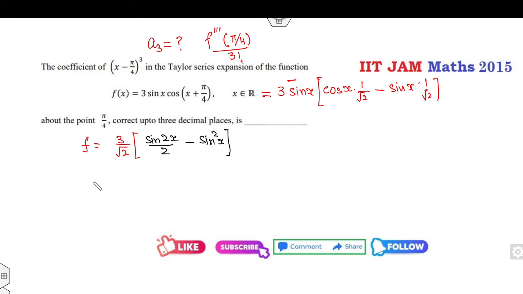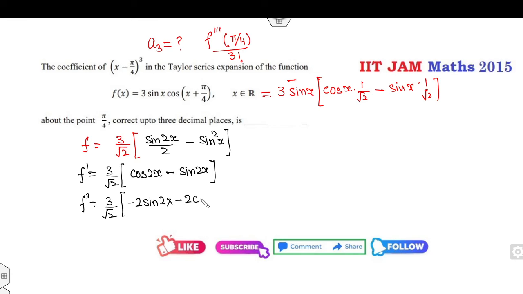Now your target is to find the third derivative. So the first derivative will be 3 by root 2 common, this expression will be cos of 2x minus 2 sin x cos x, that will be sine of 2x again. Second derivative, 3 divided by root 2, is minus 2 sine of 2x minus 2 cos of 2x. And finally, we can find the third derivative. It is 3 divided by root 2 times minus 4 cos of 2x plus 4 sine of 2x.